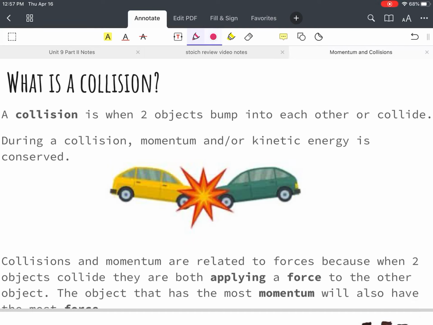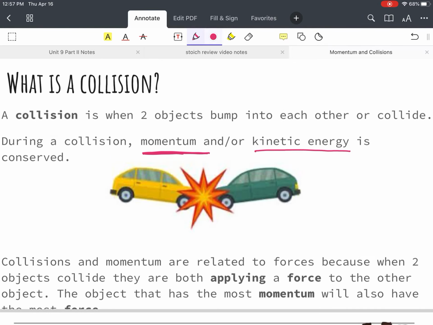Okay, so when we're talking about momentum, one of the things we want to focus on is collision. We know that a collision is just when two things bump into each other or collide. We're familiar with that term. But we may not be familiar with the fact that during a collision, momentum and sometimes kinetic energy is going to be conserved. You can think about it like if you're standing still and somebody walks into you, they make you move. They're kind of pushing into you. It might make them slow down, but it might make you move the opposite direction. So that's what we're talking about when we say momentum's conserved. It's actually just being transferred from one object to the other.